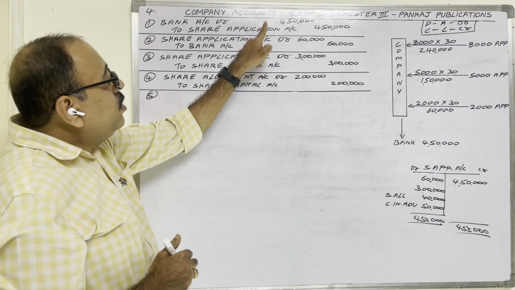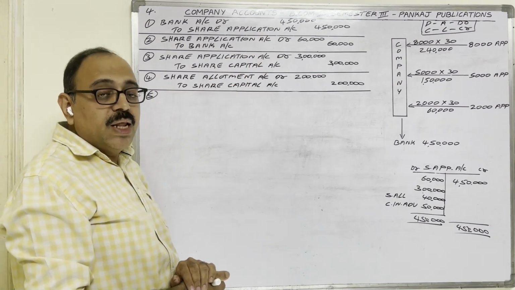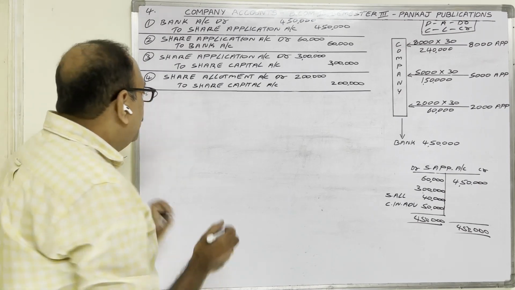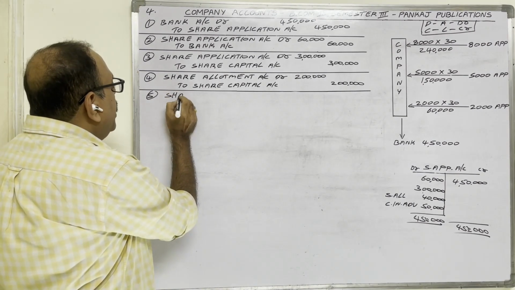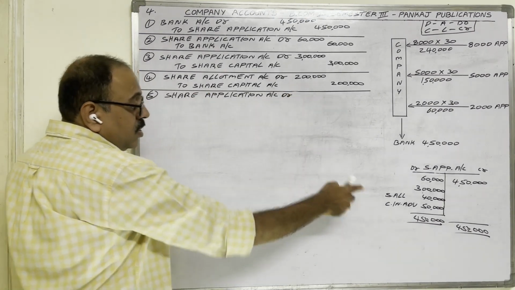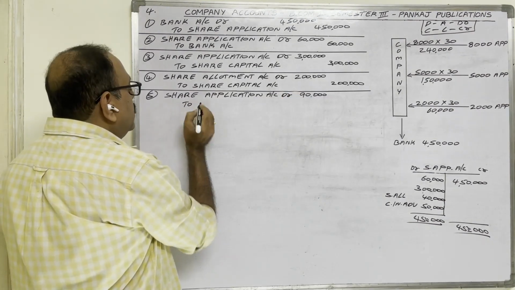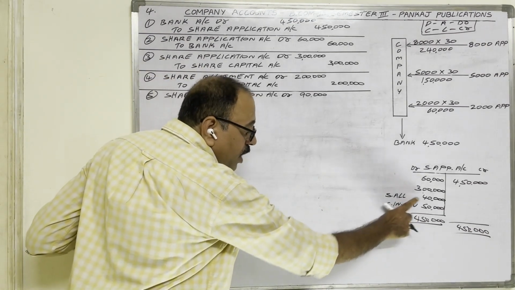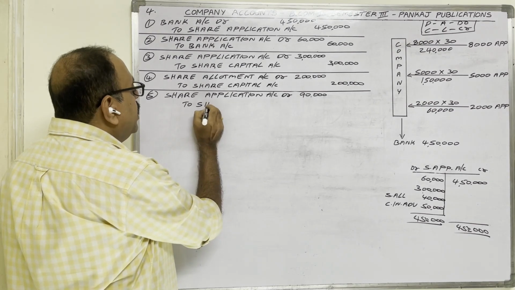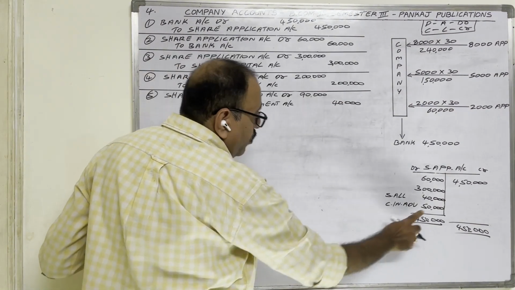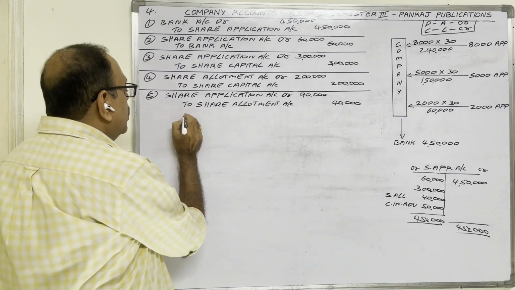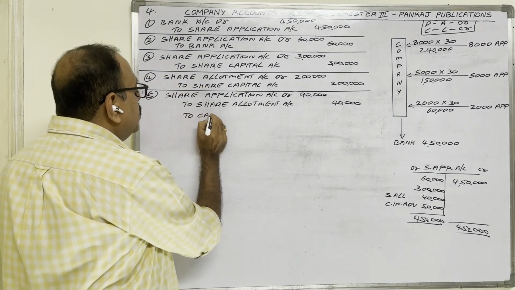By crediting, we have created the share application account credit balance of 90,000. If you want to cancel, you have to debit. Therefore, the share application account should be debited with how much amount? 90,000. Of this, 40,000 the company transfers into share allotment. Credit share allotment with 40,000. 50,000 the company transfers into the calls in advance account. Credit the calls in advance account 50,000.